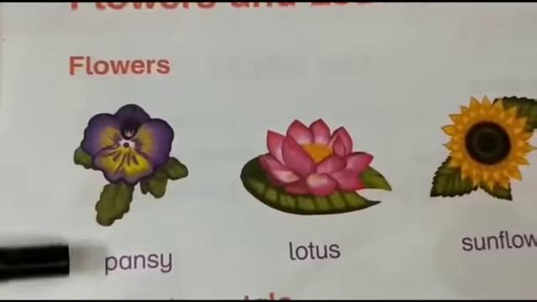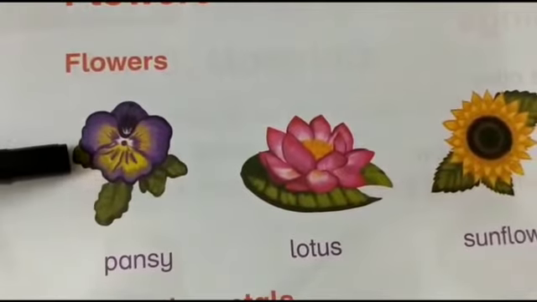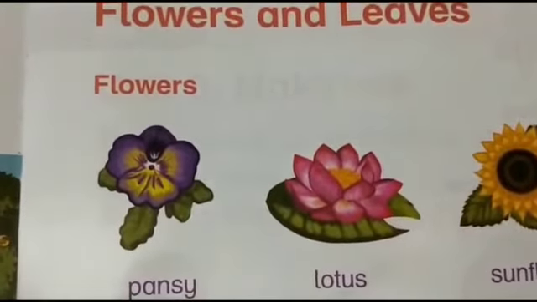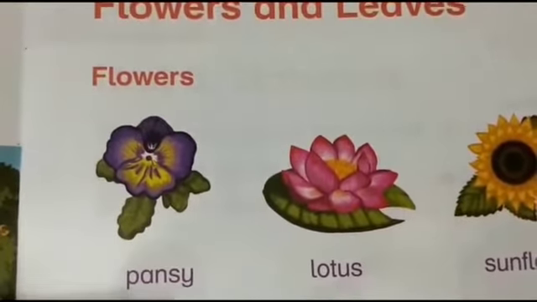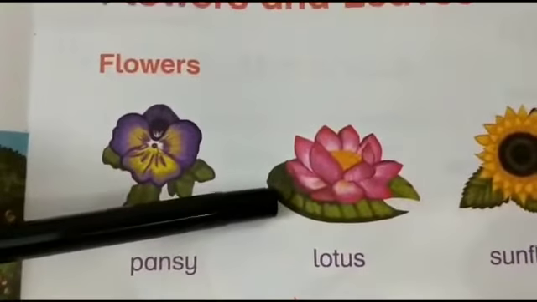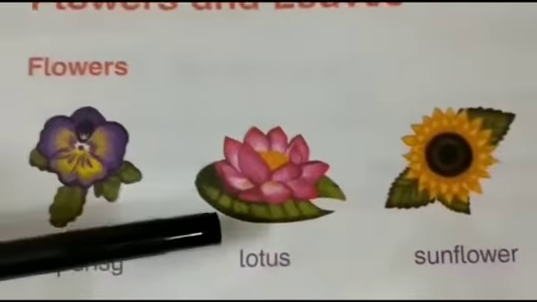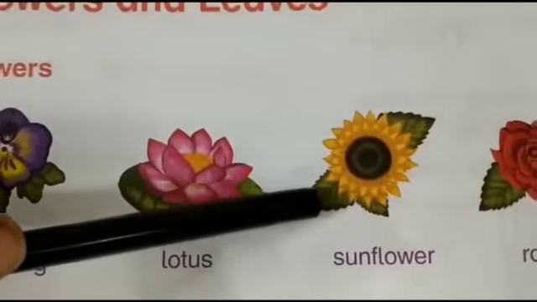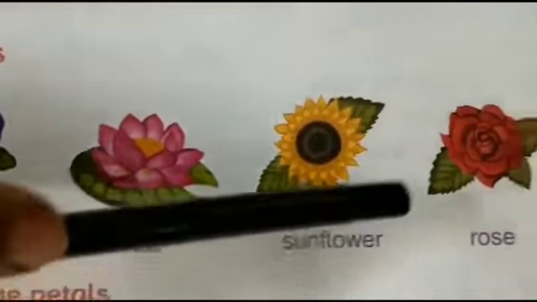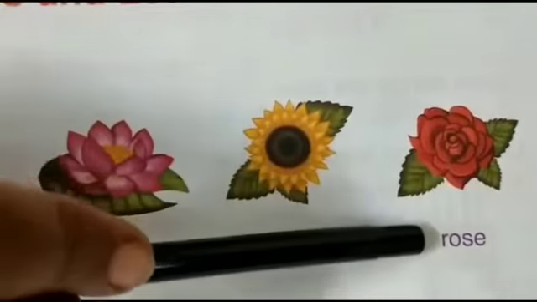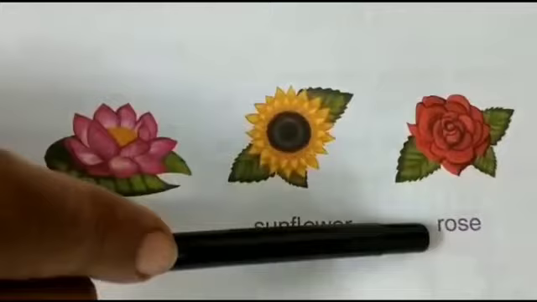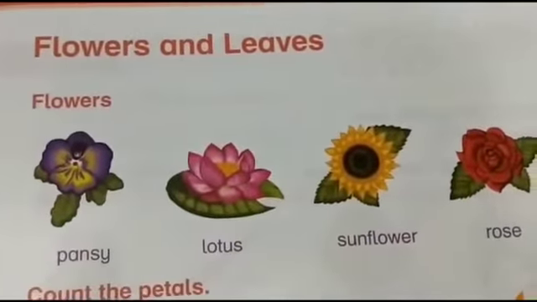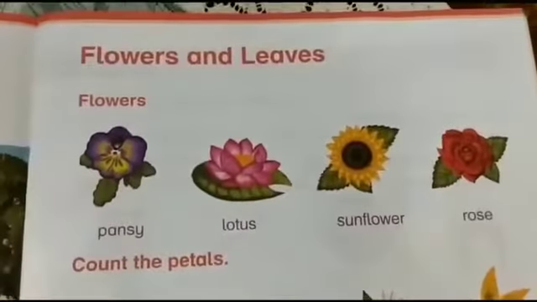Flowers, first of all, let's see. You have to learn the names of these flowers. This flower is pansy. This is lotus. This is sunflower. The next is rose. You must know a few of the names, but you have to learn all these names.